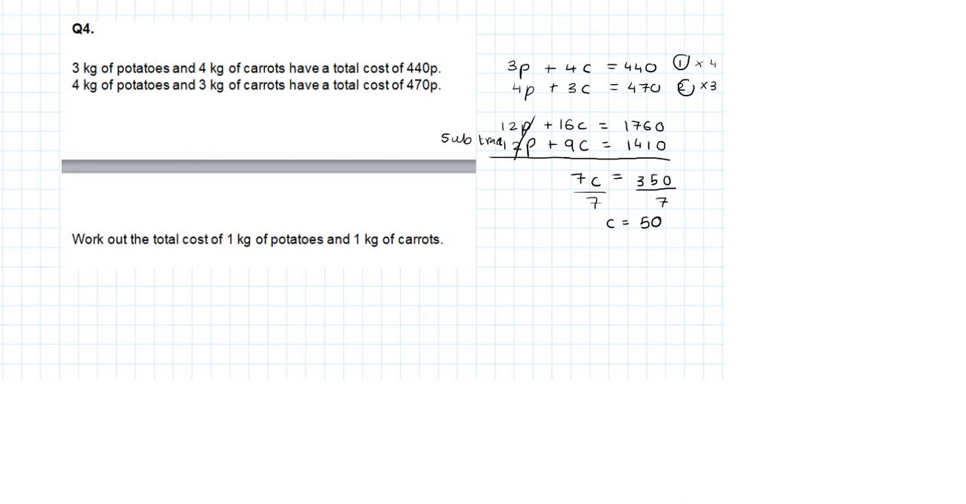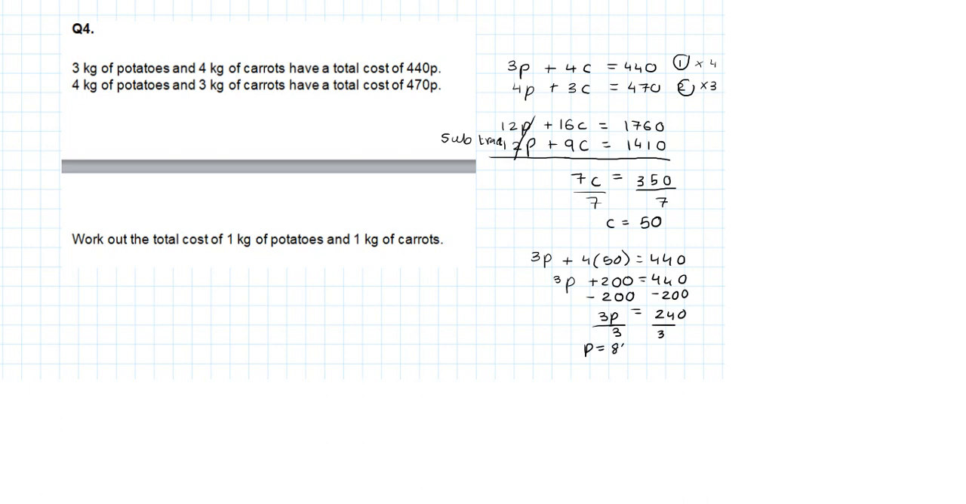Okay, and potatoes. So we need to find the cost of potatoes. Let's just say 3p. I'm going to substitute it back into equation 1. 3p plus 4 times 50 is equal to 440. So that's 3p plus 200 equals 440. Subtract 200 from both sides, so 3p is equal to 240. Divide by 3. p is 80.